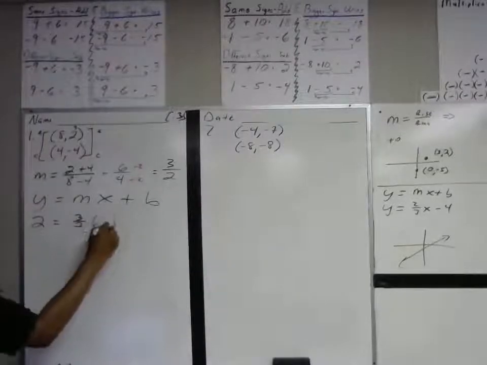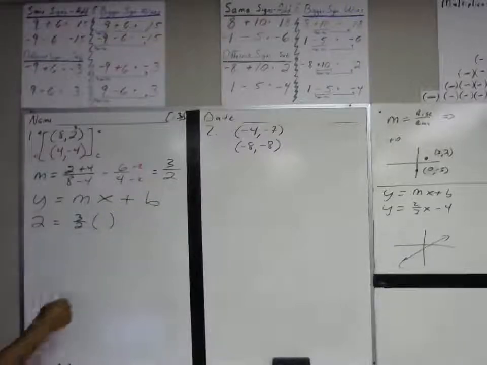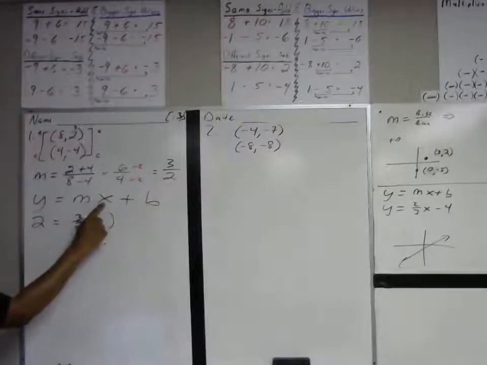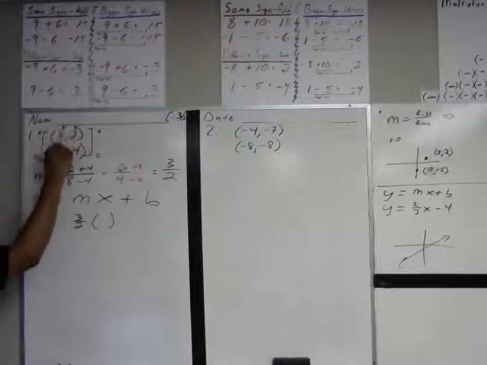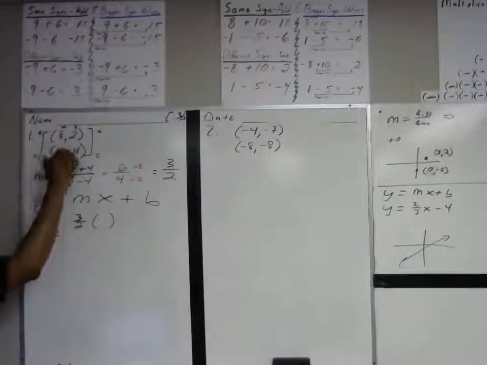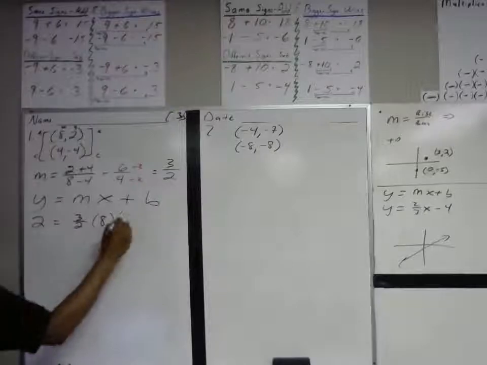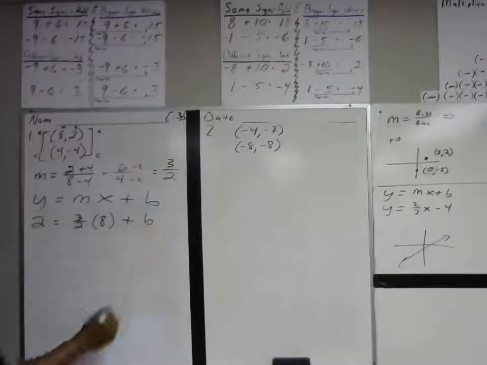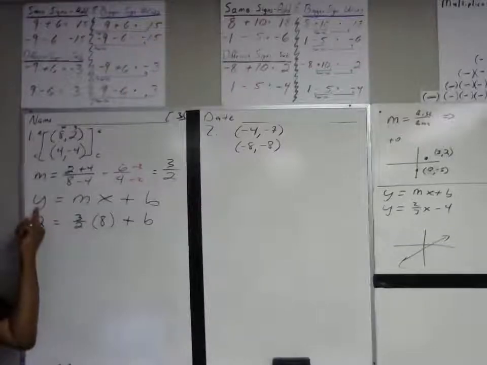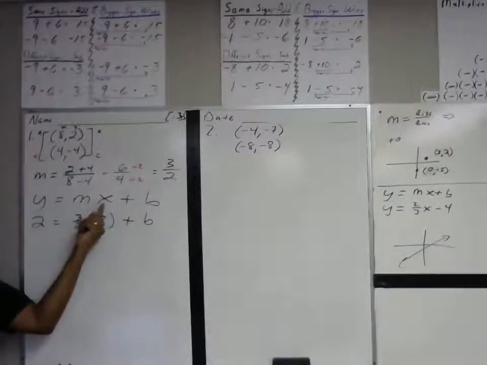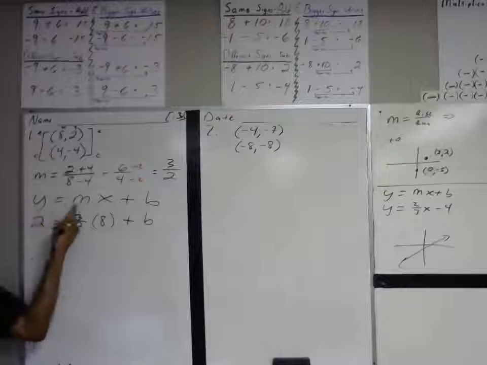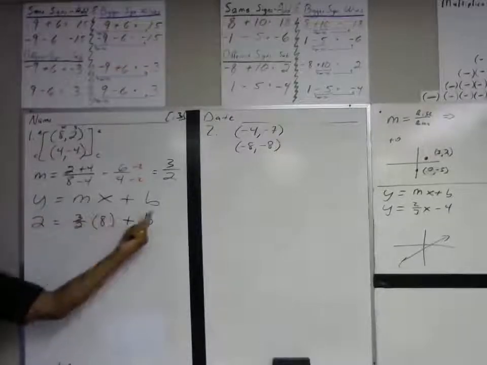Then we'll put a parentheses here. The number for the x is going to become the 8, because 8 is the x here. Then plus b. So again, number, number, number. And since we're putting numbers in all 3 of these, we can solve for the number b.